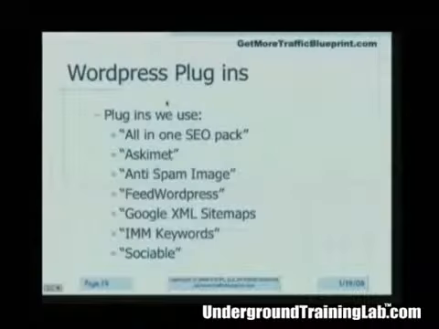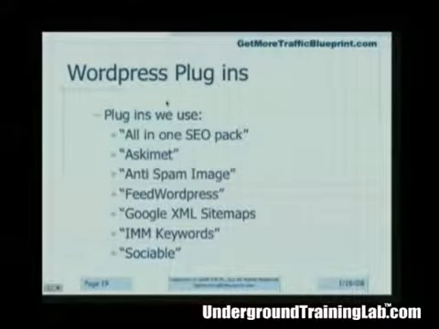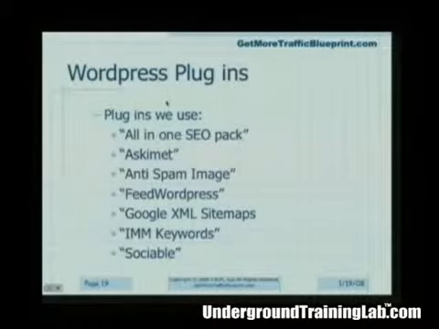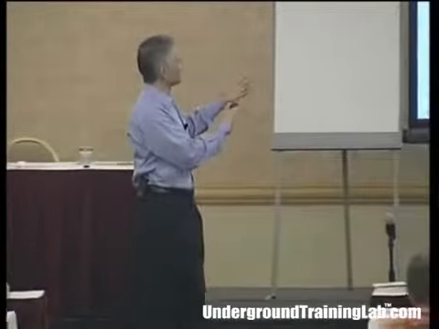Some of the plugins that we use, one's called All-in-One SEO Pack. It creates specialized title tags for you. It creates comment descriptions for you. You can tell it whether you want your special pages indexed or no-indexed. It does a bunch of different things all rolled into one. It's very simple. So instead of doing it yourself, there's a free program. It's All-in-One SEO Pack. It's a WordPress plugin. If you search for it, you'll find it.